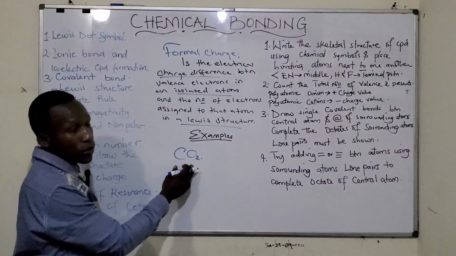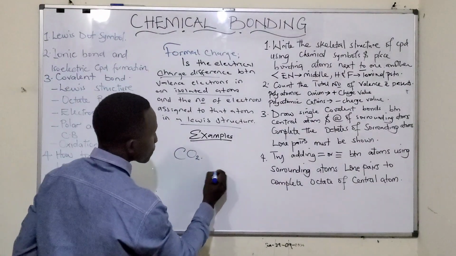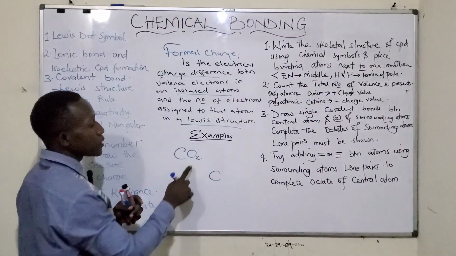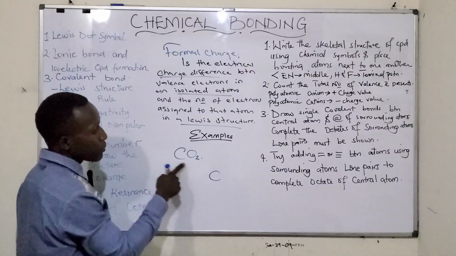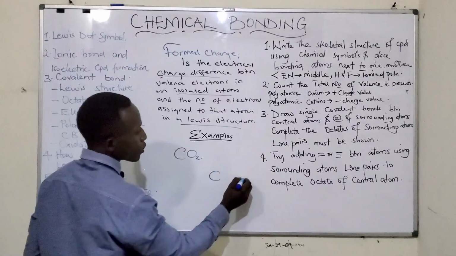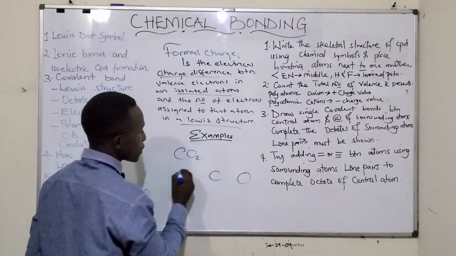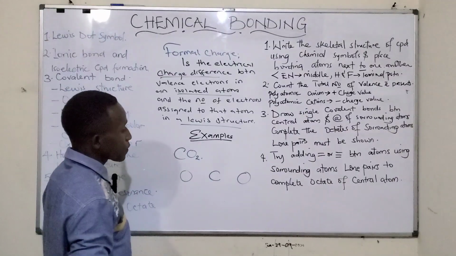But here you have no hydrogen or fluorine. So carbon is less electronegative than the oxygen atoms, meaning that carbon will be in the middle. Then we place oxygen atoms surrounding this carbon atom.